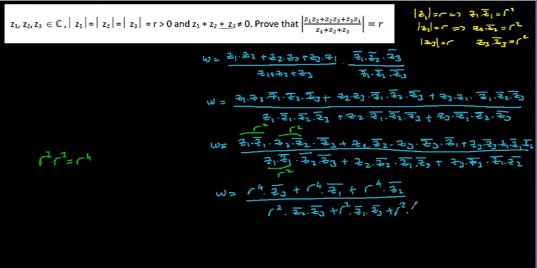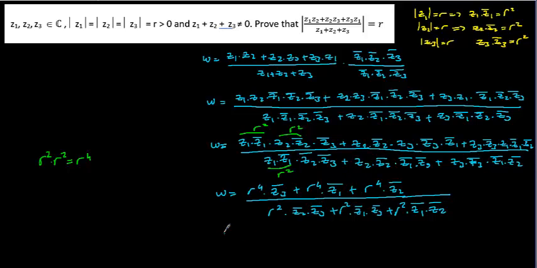Again, r squared times Z1 conjugate times Z2 conjugate. Yes, okay, I saw this one. Now all the numerators have r to the power of 4, all the denominators have r to the power of 2.